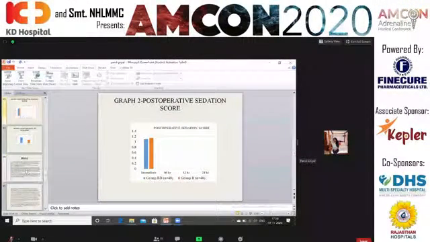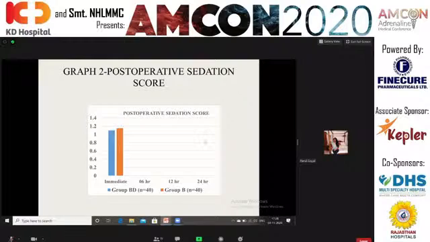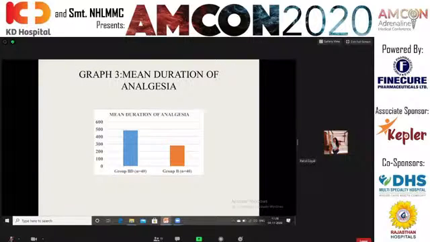The next slide is the postoperative sedation score. It shows that in both the groups, sedation was not there, so BD and B are both almost equal. Next slide. Mean duration of analgesia is better in group BD compared to group B. Next slide.